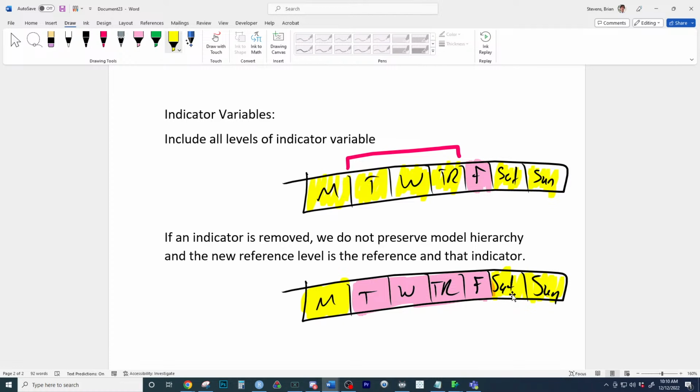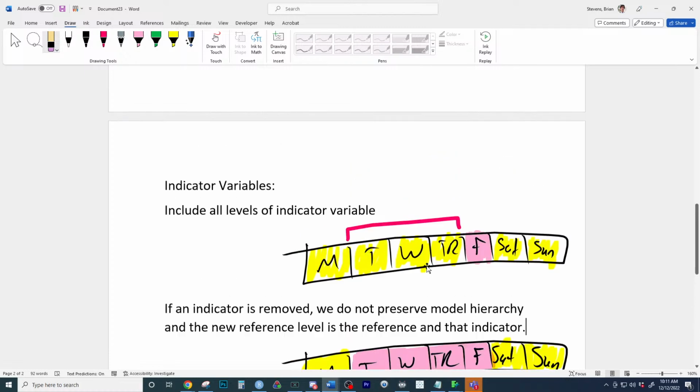Any indicator that's removed, like if I were to remove Sunday also, whoops, we can't do that apparently. If I were to remove Sunday or anything, where would it go? It would become part of the predictions as one level, known as the what level? The reference. Anything we do not have an indicator for is now part of the reference. So that's how it works.